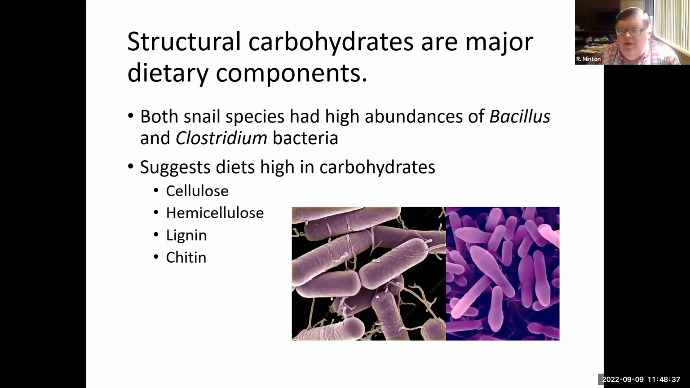Both snails had high abundances of Bacillus and Clostridium bacteria in them. That would suggest a diet that's high in carbohydrates, especially structural carbohydrates like cellulose, lignin, chitin. Again, both species are detritivores. They will eat dead plant matter, dead animal matter. They'll graze off of algae and fungus off of different submerged surfaces. So there's no doubt that they're probably getting a high amount of carbohydrate in their diet, and their microbiomes reflect that.